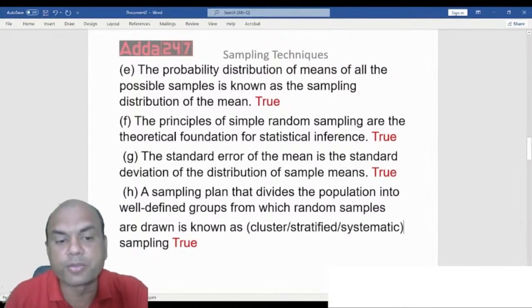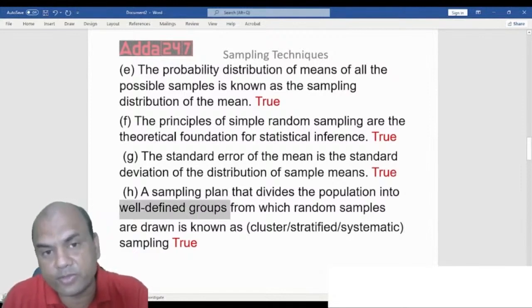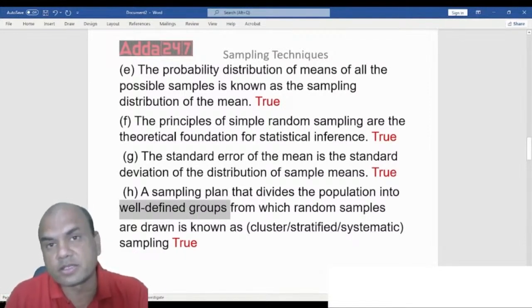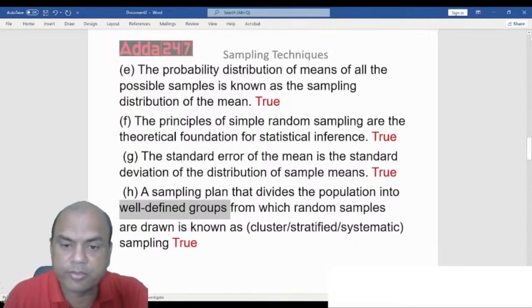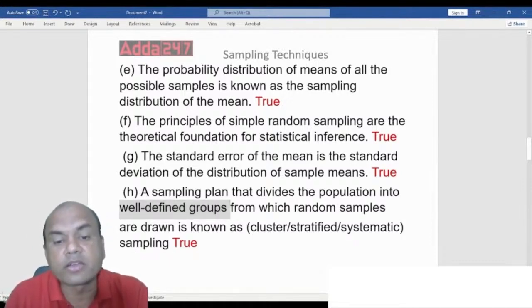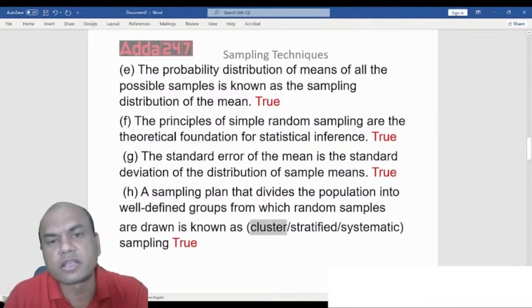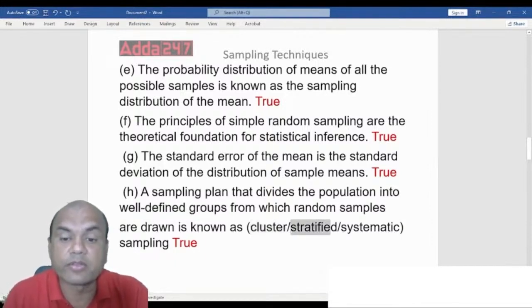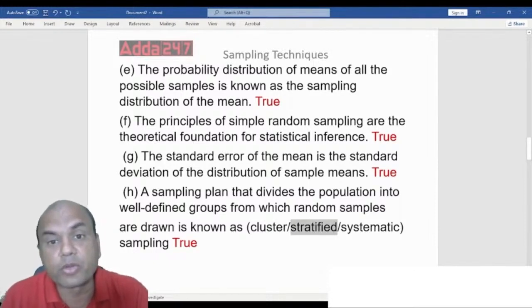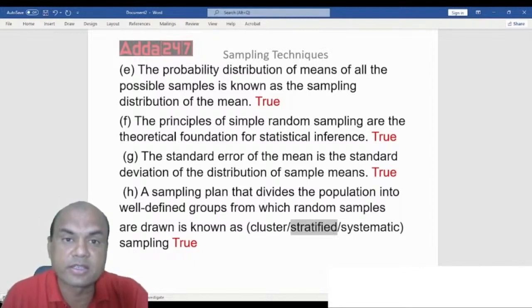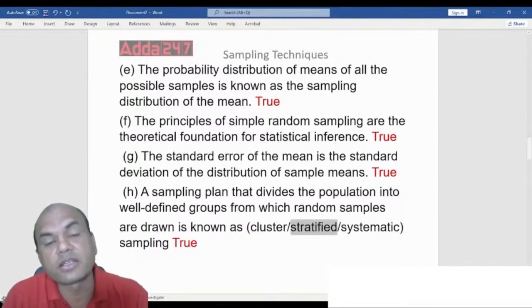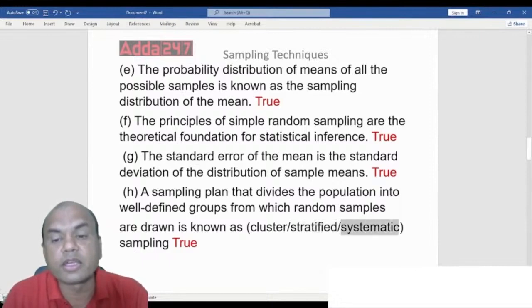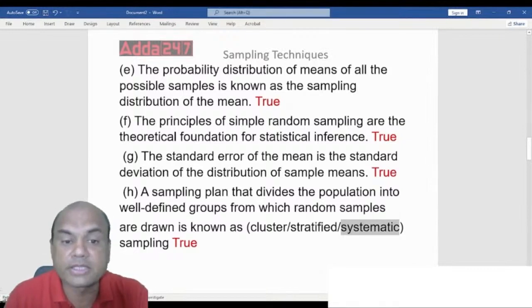See here, well-defined groups means what? Whatever is given specifically, what type of well definition? Is it related to region? I'll give you some hints. Cluster will always relate to region. Stratified will always relate to strata, meaning some groups, common things, percentages, 40 to 60%, 60 to 80%. Systematic will always relate to a line: all of you stand in one line and every 10th person comes here. So that is systematic. So these are all well-defined groups, and the answer is true.